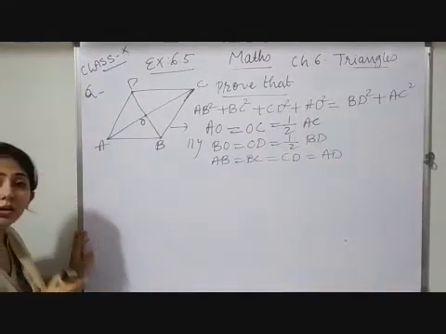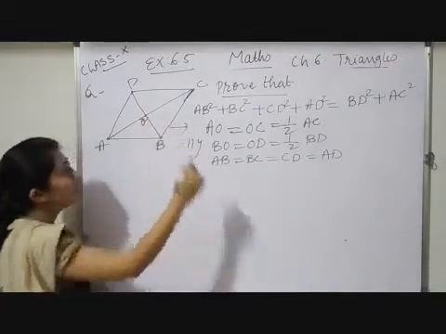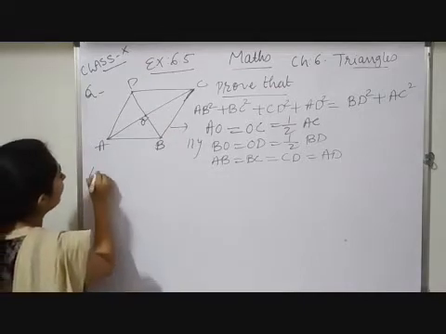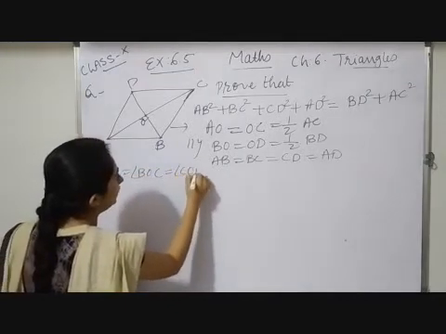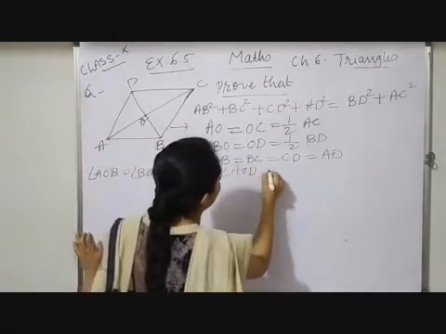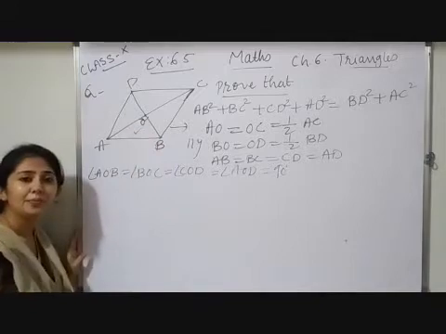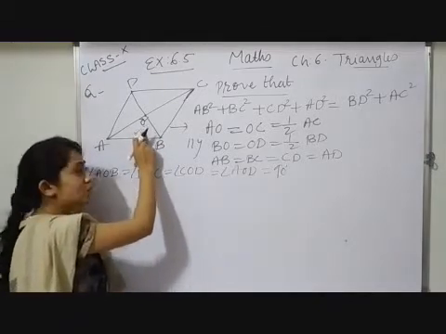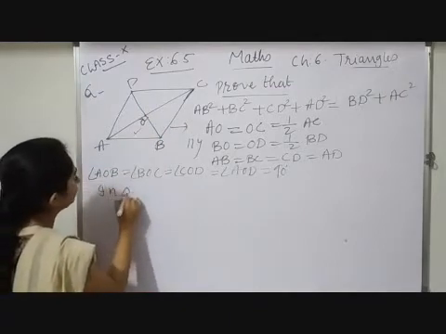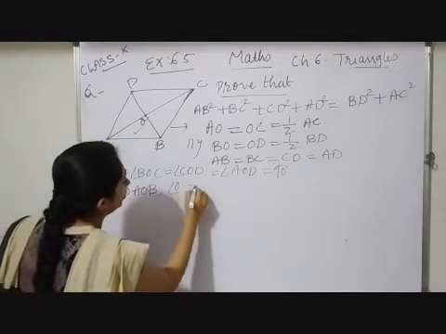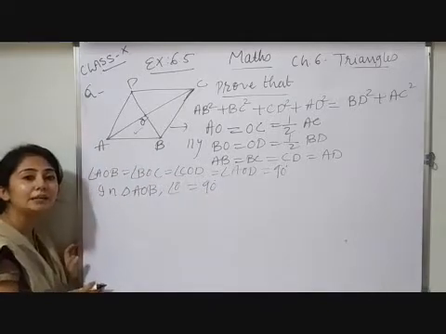One more thing, diagonals bisect each other at 90 degrees. It means each angle is 90 degrees. So here I can write angle AOB equals angle BOC equals angle COD equals angle AOD, each of 90 degrees. Now among these four, I am choosing this triangle. It is not compulsory that you always choose this one; any one triangle you can choose. So here I am choosing triangle AOB, in which angle O is 90 degrees. Since angle O is 90 degrees, I can apply my Pythagoras theorem here.